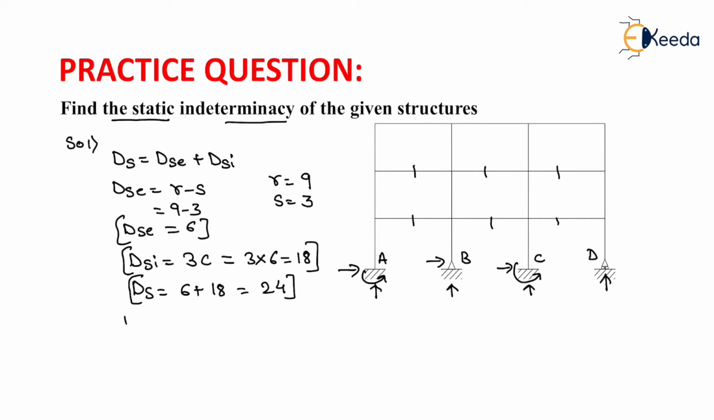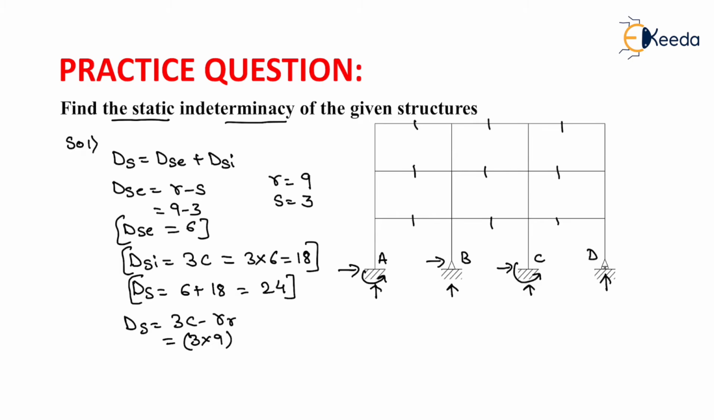Now if you want to use the direct formula, that is 3C minus RR. Here C is the number of cuts required to obtain the cantilever structure. The number of cuts required will be 1, 2, 3, 4, 5, 6, 7, 8, 9. So 9 cuts will be required to obtain the cantilever structure.